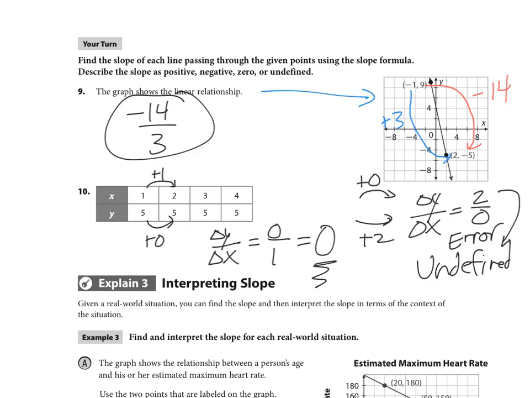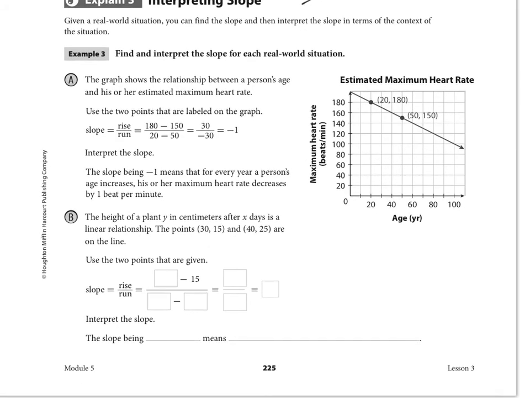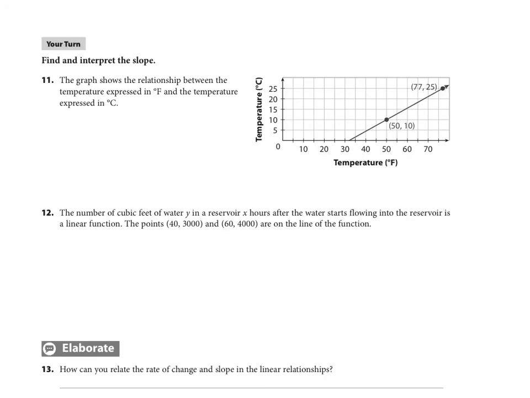So then it's asking us here to interpret slope. What does slope mean for a given situation? Well, we have an example A here to the side, and they talk to you about your heart rate and all that. So what we're going to do is skip to the your turn problem here. So right here, it says the graph shows the relationship between the temperature expressed in Fahrenheit and the temperature expressed in Celsius. So there's a relationship here between converting them.